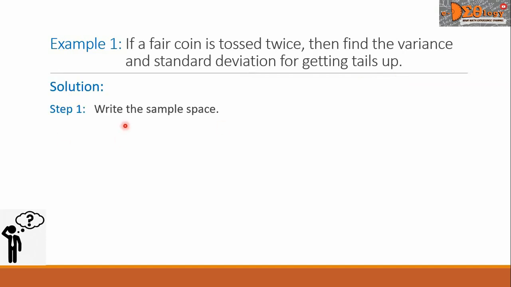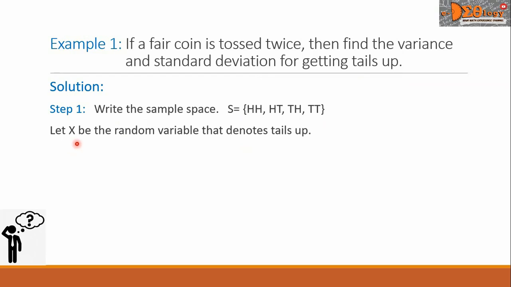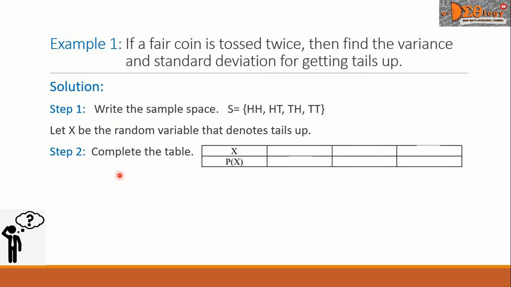Our step 1 is to write the sample space. Here we have S equals HH, HT, TH, and TT. We let capital X be the random variable that denotes tails up. Let us complete the table in step 2. So we have here X and P of X for the rows. For the X, we write 0, 1, and 2. That corresponds to the number of tails.